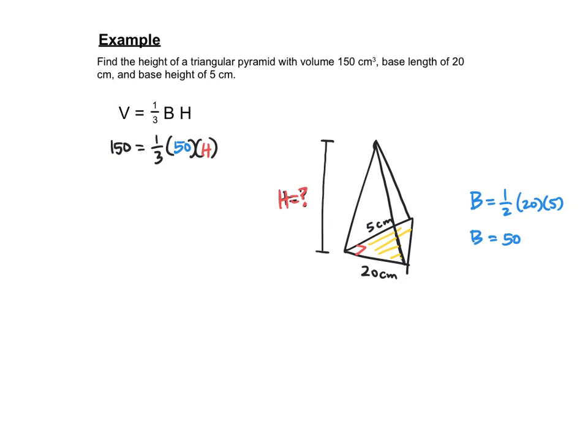Let's solve. So just like we did in the previous problem, I'm going to compress this slightly. This is 50h over 3. And using inverse operations, I'm going to multiply both sides by 3. That gives me 450 equals 50h. This should be a nice problem. Comes out to be nice and clean. I'm going to divide both sides by 50. And it looks like h comes out to be 9 centimeters.